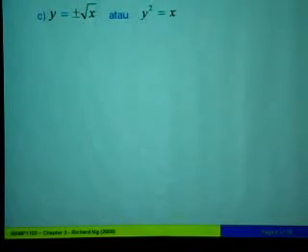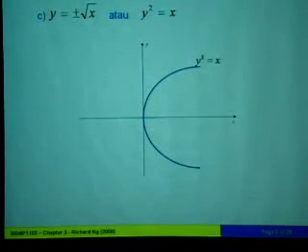Next example, if you are given y equals square root of x. The first step is to bring the square root to the left side. So we will have y squared equals x, and then we sketch the curve. We will get the curve as shown in blue. Okay, y squared equals x.